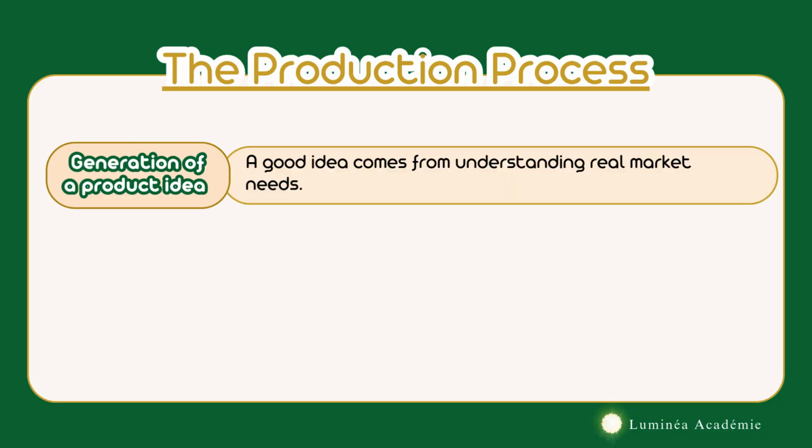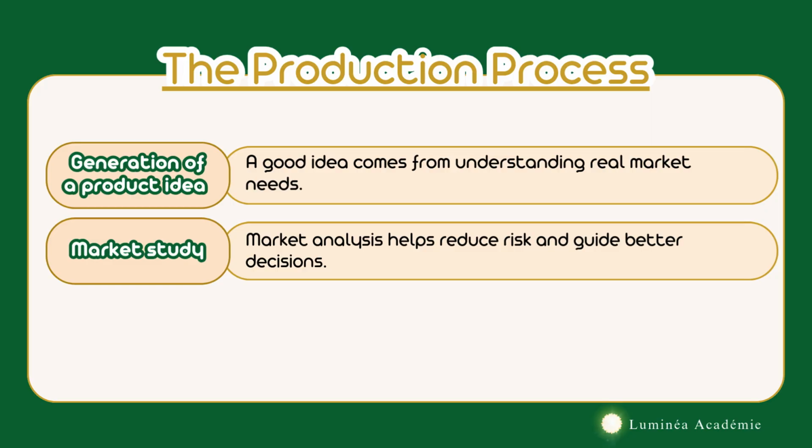The process begins with the generation of a product idea. A good idea must respond to a real market need, which is why companies rely on market observation, innovation, trends, and internal improvements to develop relevant products. Before producing anything, firms conduct a market study to assess customer expectations, competition, costs, and profitability. This step helps avoid costly mistakes and ensures that the project is viable.